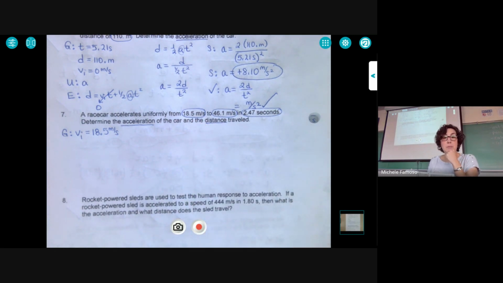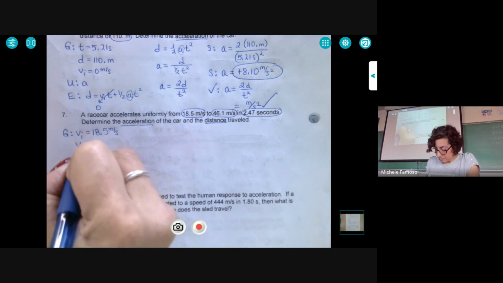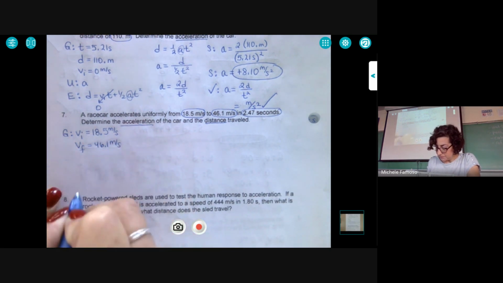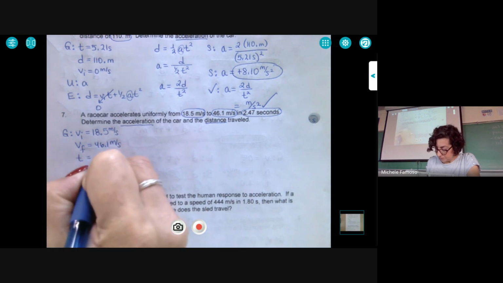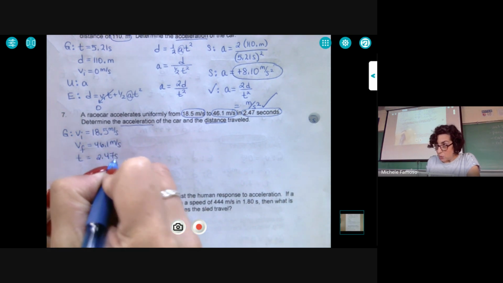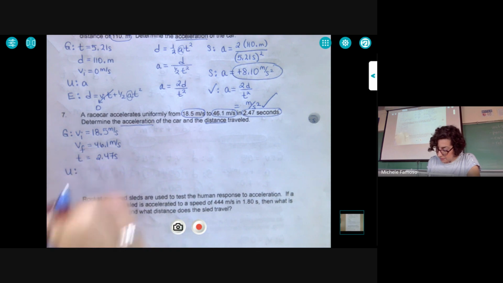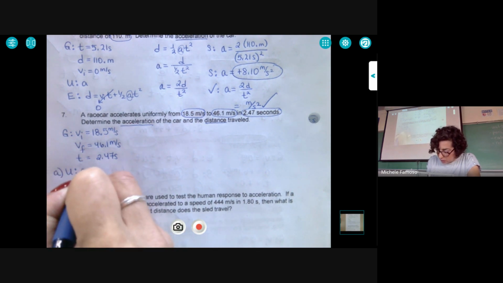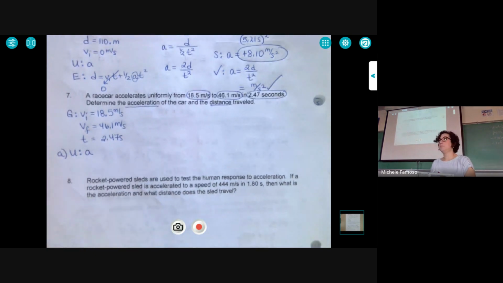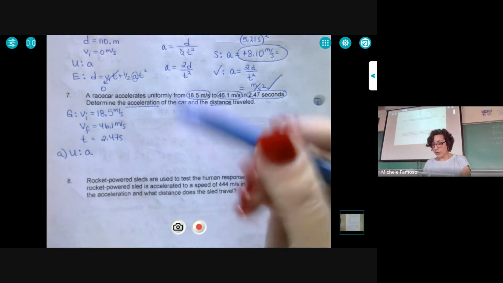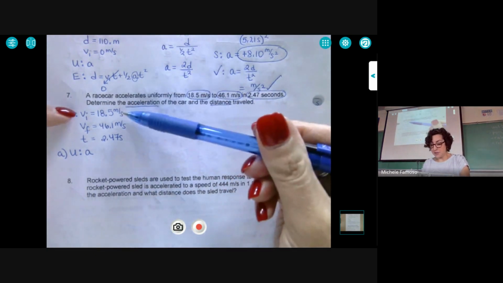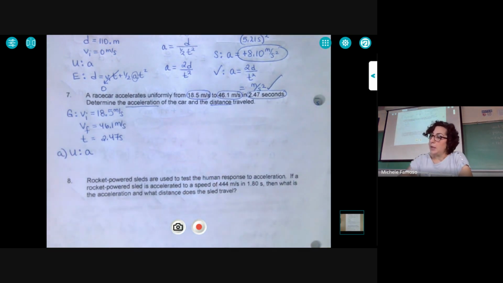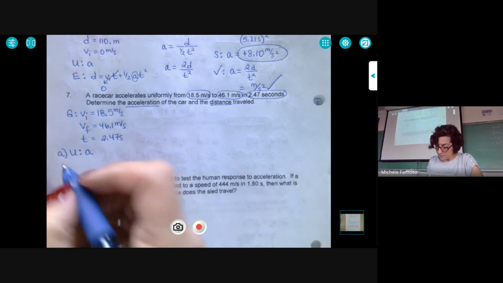Josh, how about another given? Vf, 46.1 meters per second. Good. Take my third given. t, 2.47 seconds. Good. What's the unknown letter here? Yes, so for the first part of this, we want to find lowercase a. So we need an equation that has the Vi, the Vf, the t, and the a. Emily, do you see an equation that we can use for that?